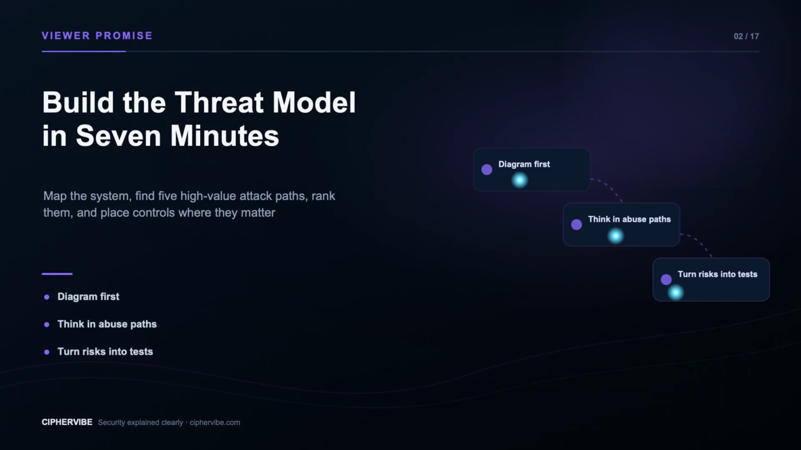By the end, you will have a repeatable threat modeling method for an AI application. We will draw one realistic data flow, mark assets and trust boundaries, walk 5 attack paths, rank them with likelihood and impact, choose controls, and convert every important threat into a test your team can rerun.